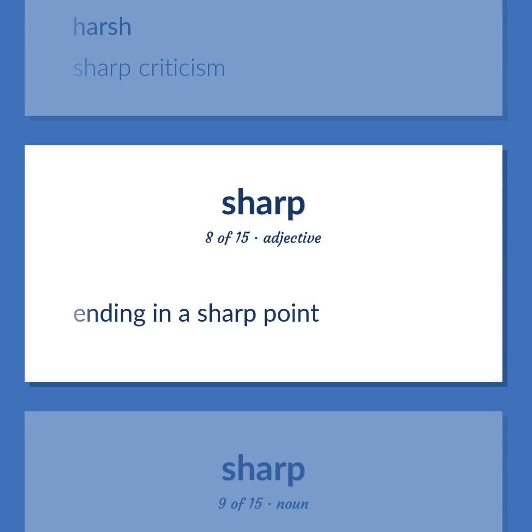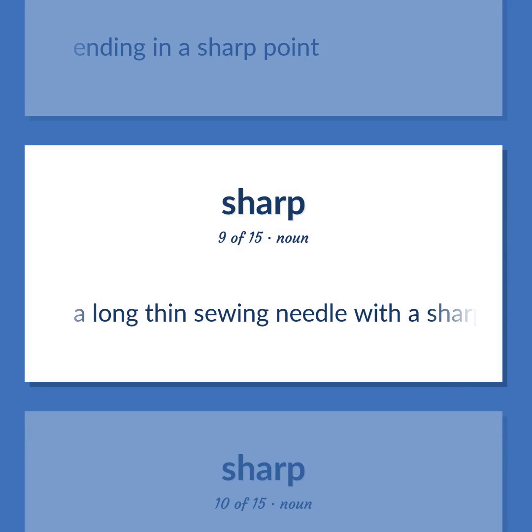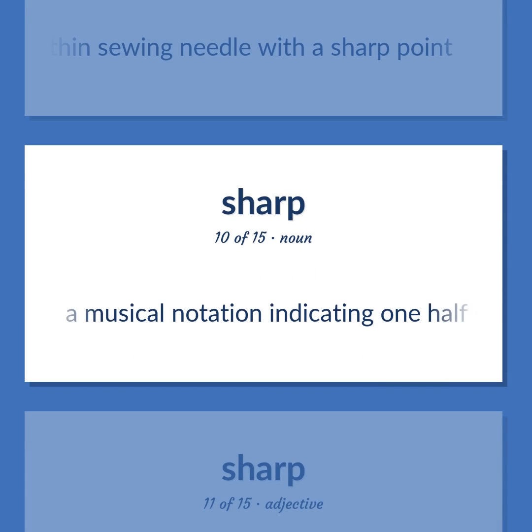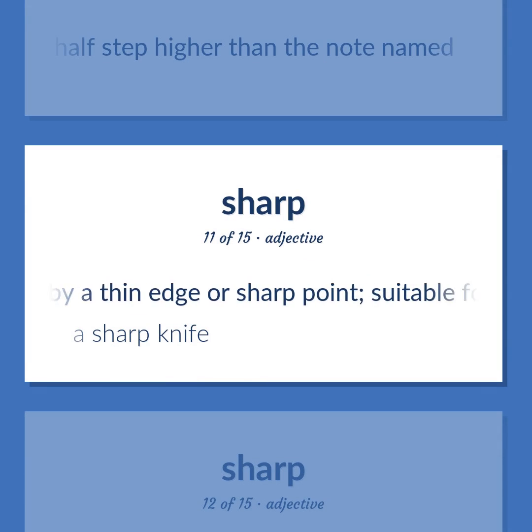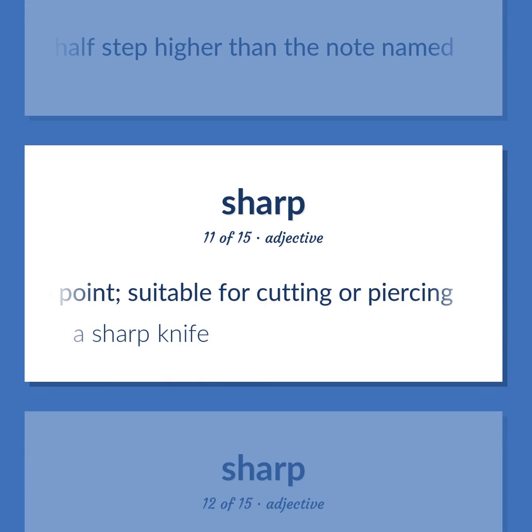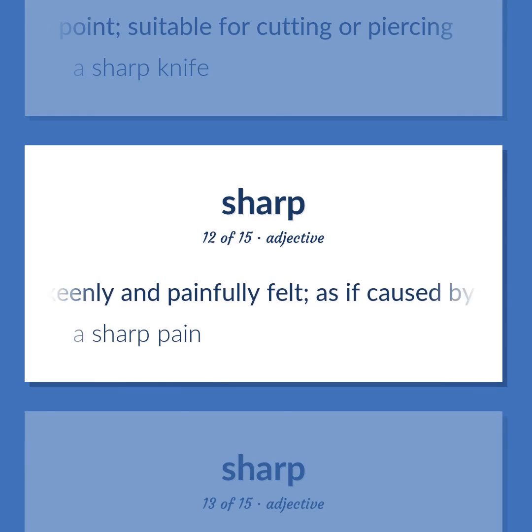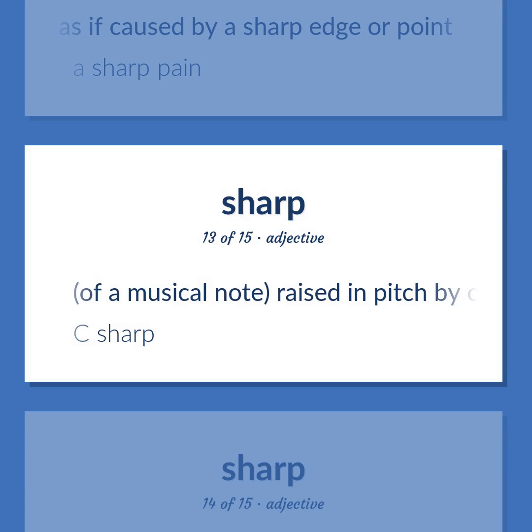Ending in a sharp point. A long thin sewing needle with a sharp point. A musical notation indicating 1/2 step higher than the note named. Having or made by a thin edge or sharp point, suitable for cutting or piercing. A sharp knife. Keenly and painfully felt, as if caused by a sharp edge or point. A sharp pain. Of a musical note, raised in pitch by one chromatic semitone. C sharp.